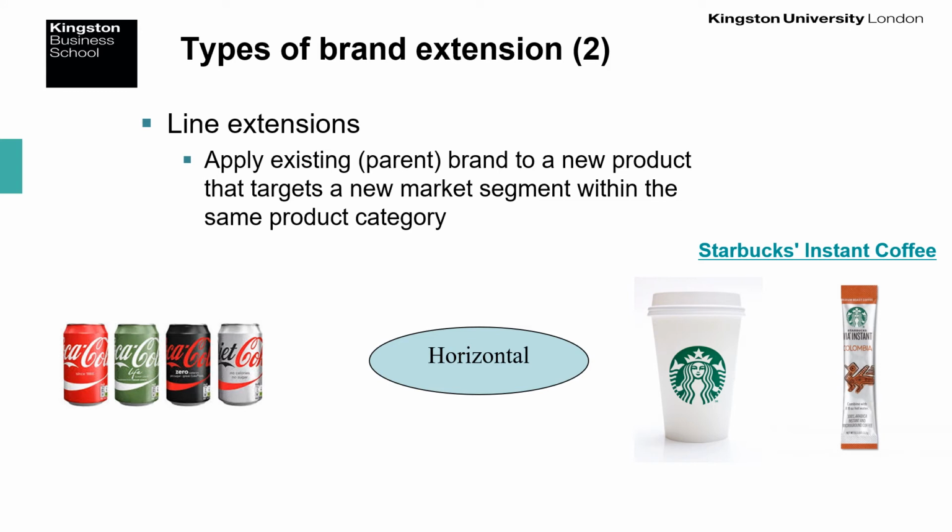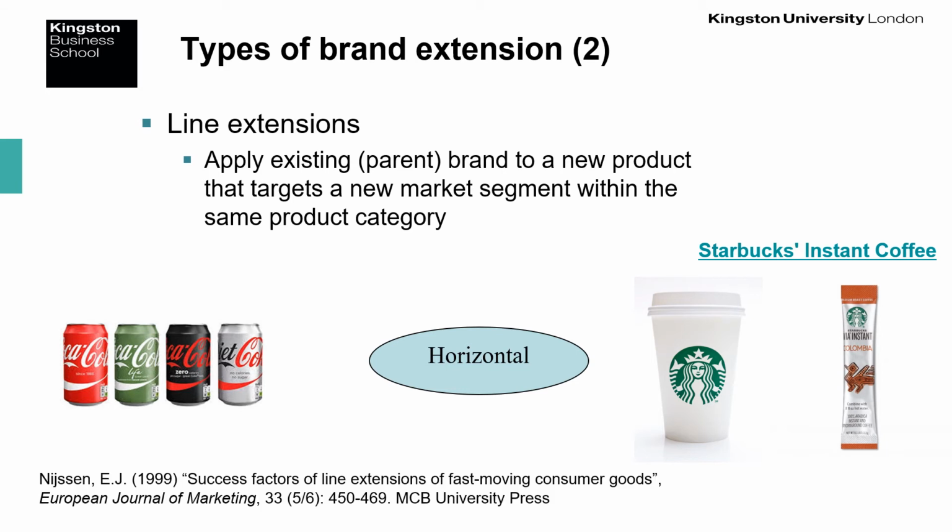These could be considered horizontal line extensions because they're all roughly at the same kind of price point per milliliter, per gram, or whatever. Another example would be Coca-Cola with its various varieties, line extensions offering different types of drink within the overall cola market. The term horizontal is used because they're all, broadly speaking, at the same price and quality point. And there's a reference for a paper at the bottom if you want to read more about line extensions.